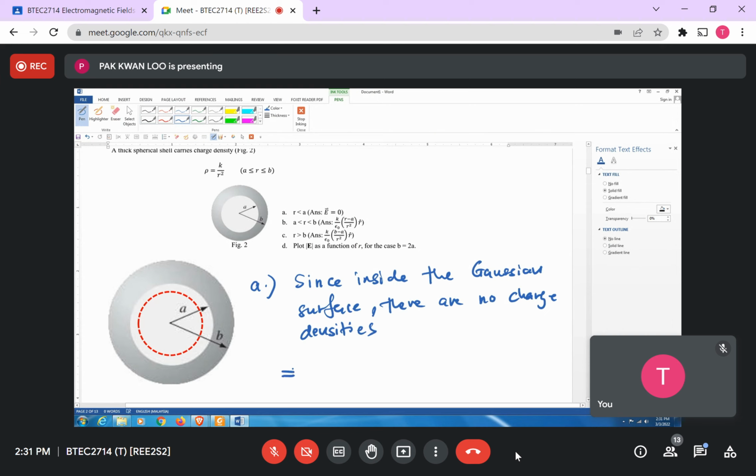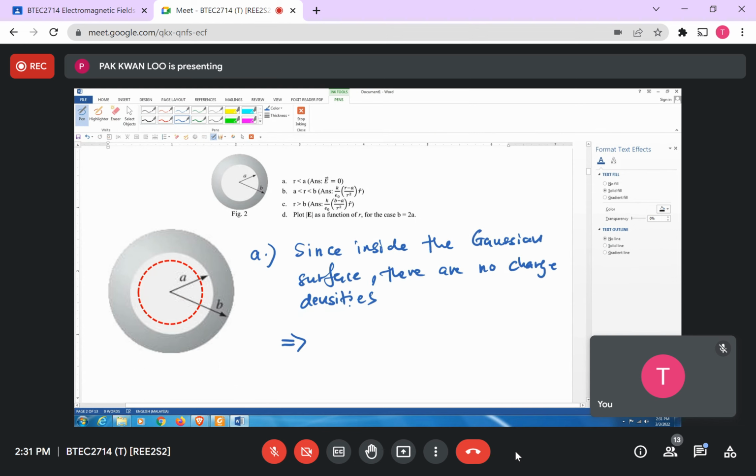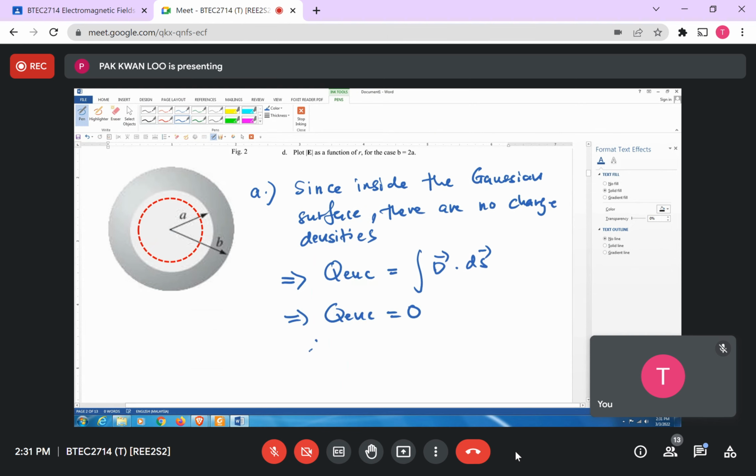So this implies that the charge enclosed is equal to 0 because there's nothing inside. And therefore, this implies that E is 0. So there is no electric field.